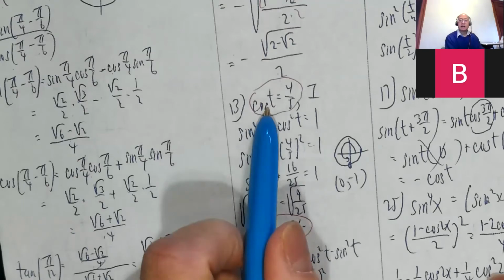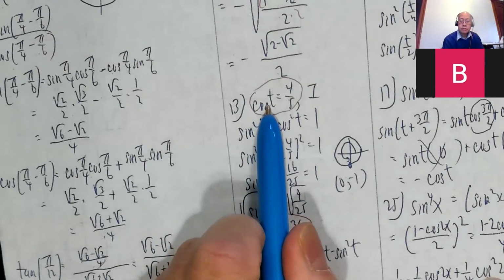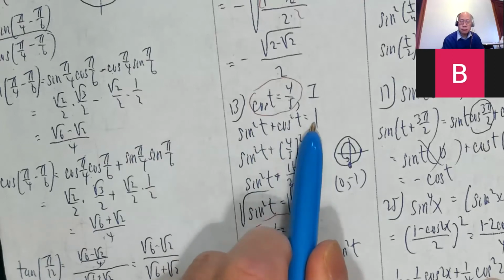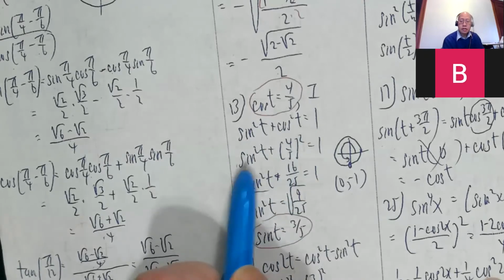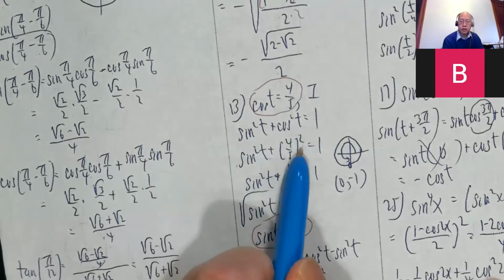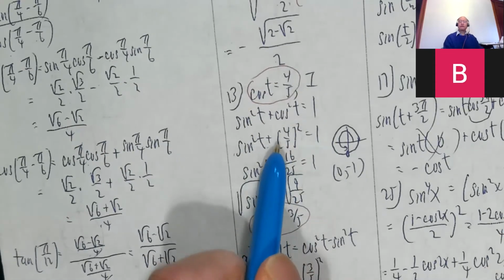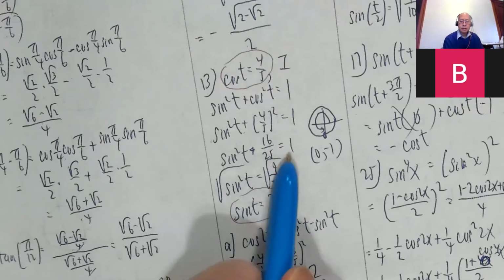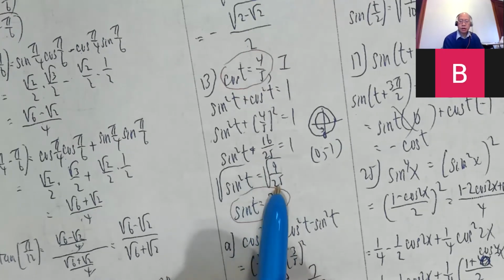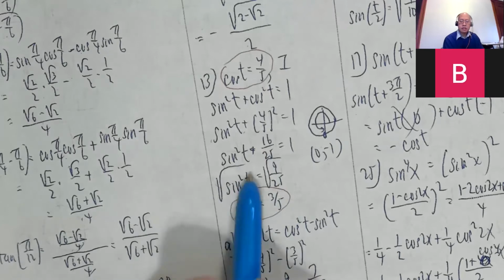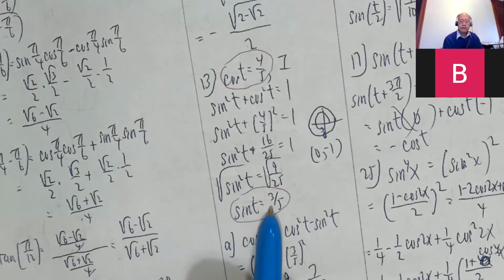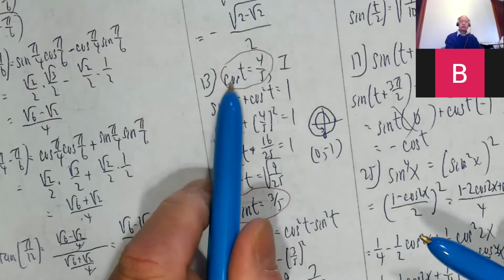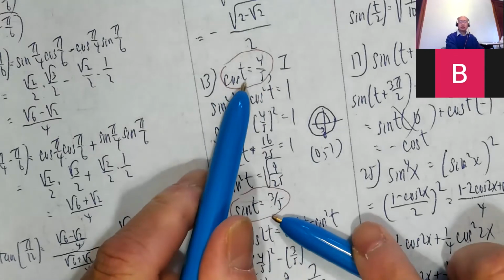So first I need the sine of t. Cosine squared t plus sine squared t is 1. So sine squared t plus 4/5 squared is 1. 4/5 squared is 16 over 25. Subtract 1 minus 16 over 25, 9 over 25 is sine squared t. Take the square root. Sine of t is 3/5. I am in quadrant 1. So cosine t is 4/5, sine of t is 3/5.